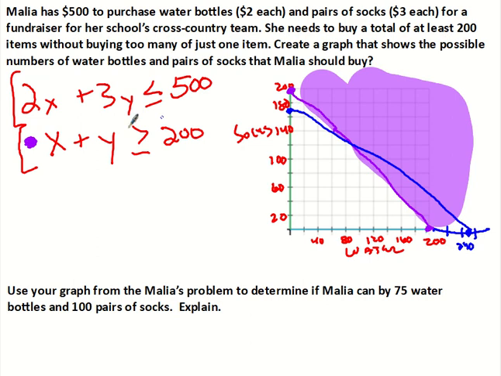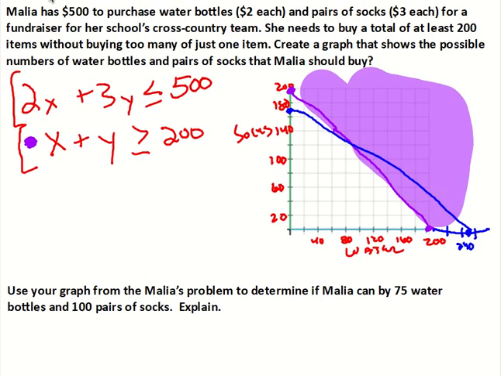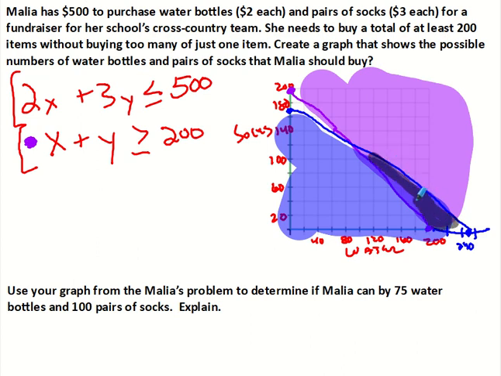Now she can't spend, this is how much money she's spending. She can't spend more than this amount. So that's going to be shaded below. Now hopefully I can see that overlap right here in the middle, in between. For this, I'm going to fill it in a little bit darker. Here's my solution to my inequality.